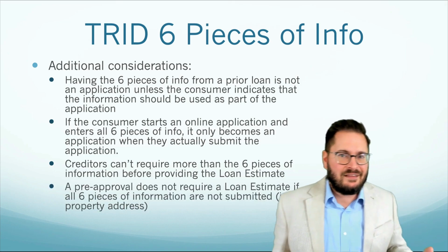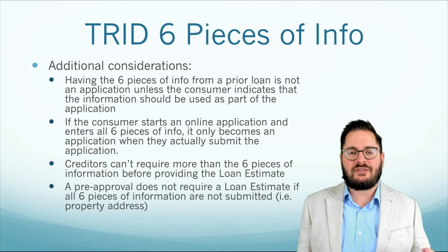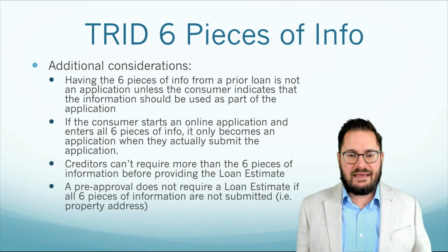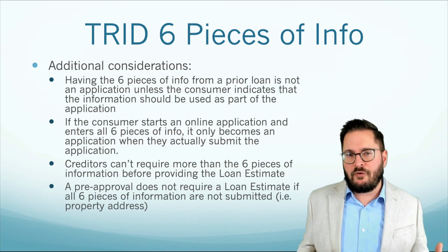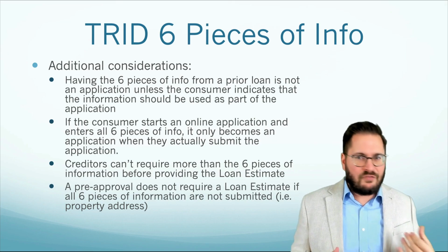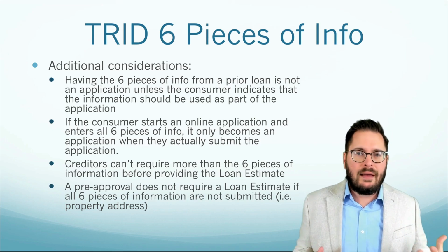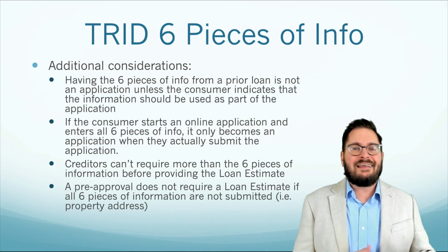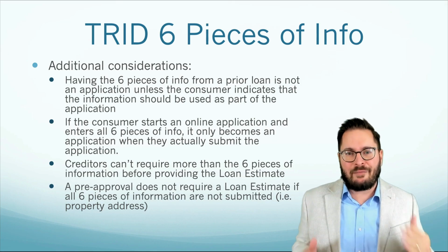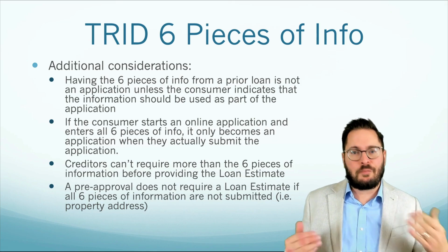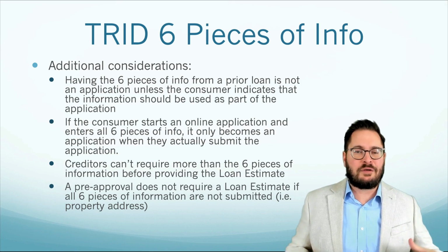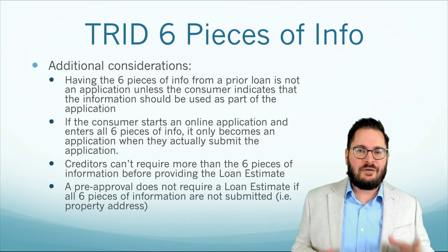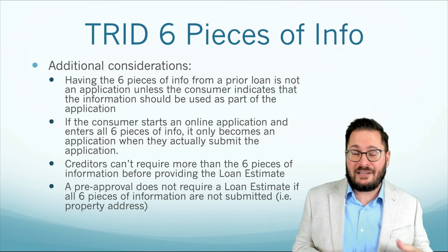And finally, the regulators tell us that a pre-approval does not require a loan estimate if all 6 pieces of information are not submitted. For example, if somebody's doing a pre-approval to figure out how much they qualify for a home, then they're going to go shopping for a home, and the market's such that they have no idea what home they're going to get, so they don't have a property address. That is not 6 pieces of information. They don't have a property address. Therefore, that's a true pre-approval, because a pre-approval is to see what you qualify for in order to go shopping. And so that would not trigger a loan estimate because you don't have an application by definition.